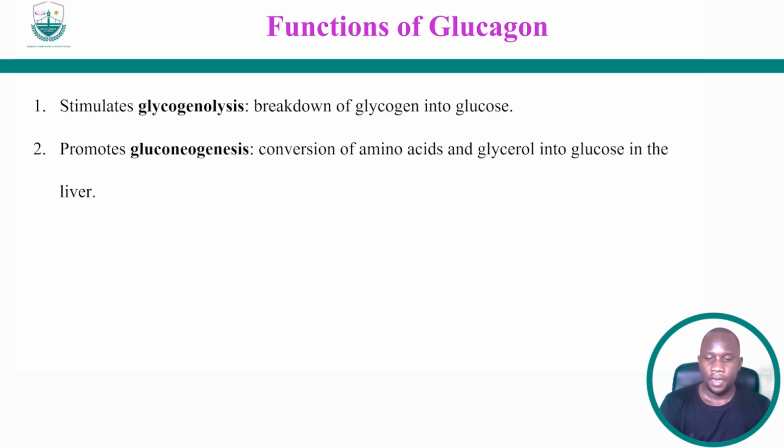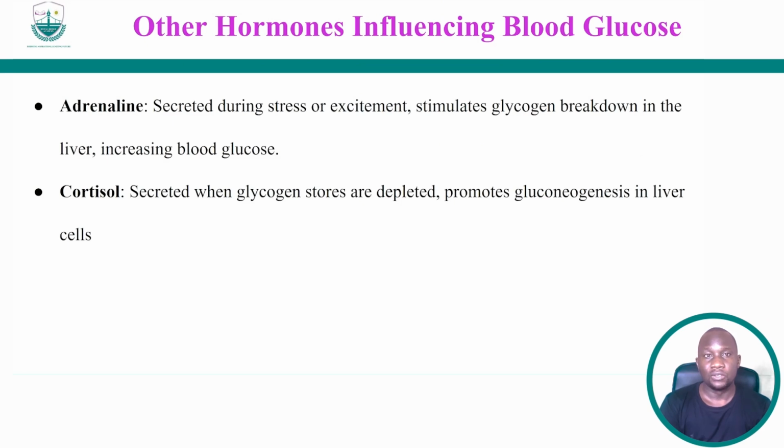Okay? So don't only think that it is insulin and glucagon that are very important alone as hormones in the regulation of blood glucose. We also have other hormones, adrenaline and cortisol, being very important in regulation of glucose levels.